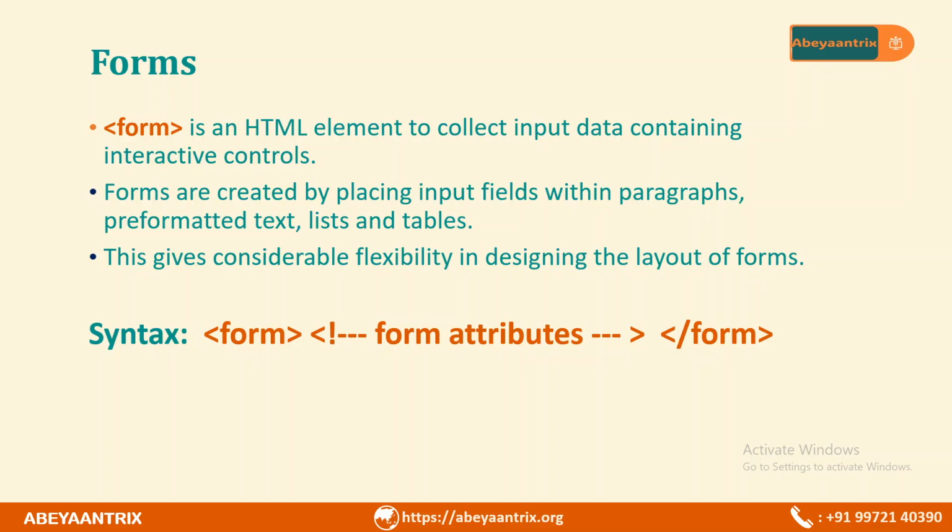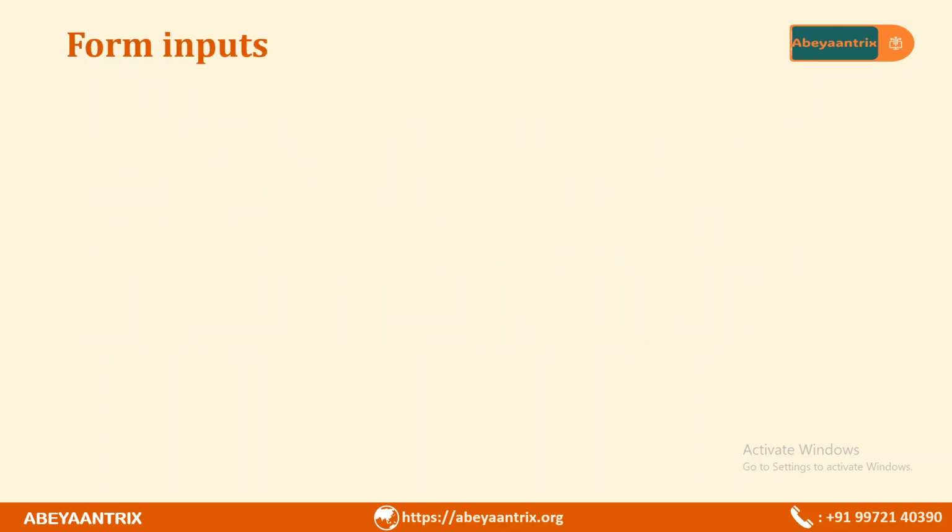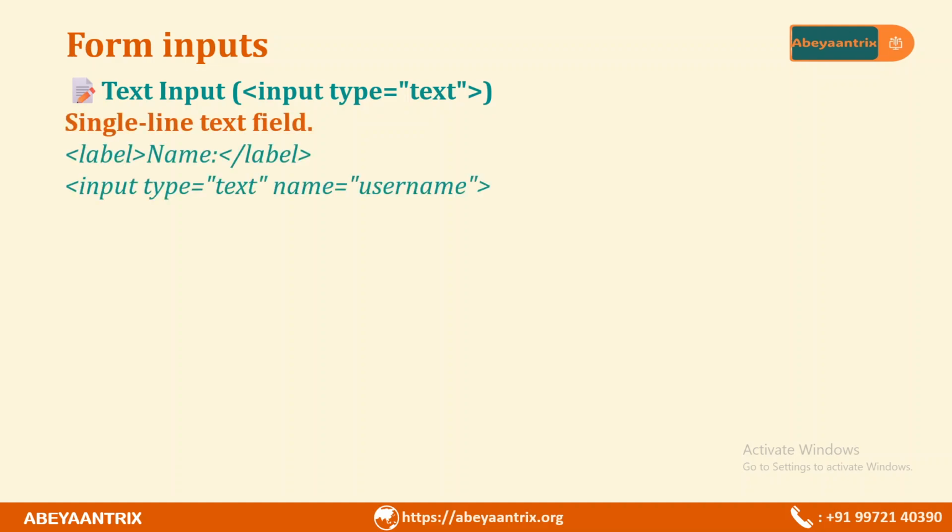Now, let's explore the different types of inputs you can use in forms. Each one serves a specific purpose. The first form input is text. This is your basic text input when you are typing your name, address, those things. So we call it a text input. This creates a single line text field where the user can type information.